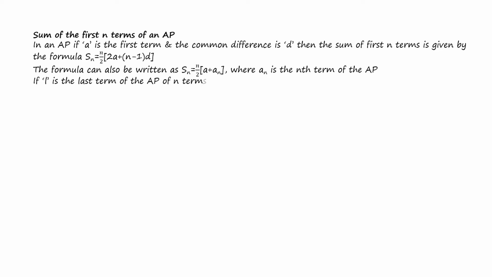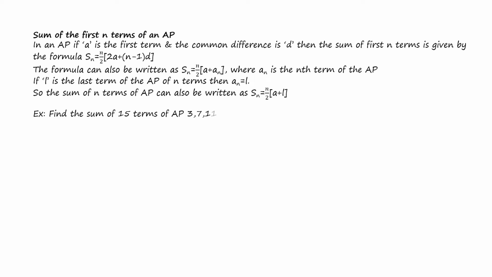If l is the last term of an AP of n terms, then an equals l. So we can write the sum of the n terms of an AP as Sn equals n by 2 whole into (a plus l).